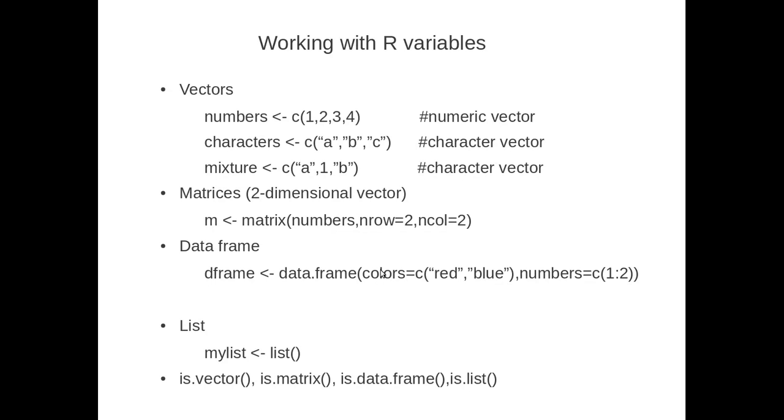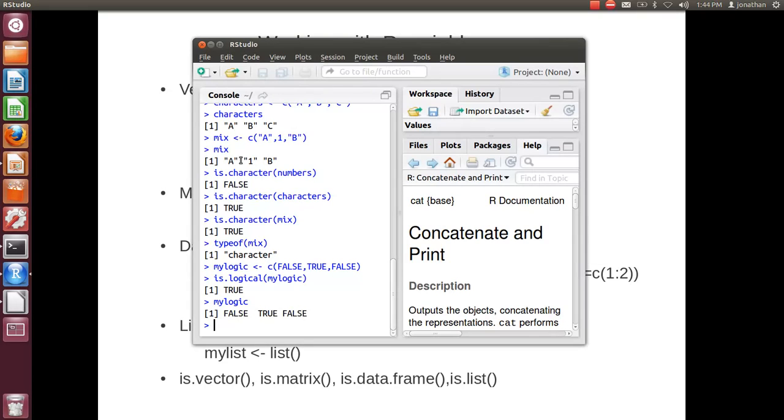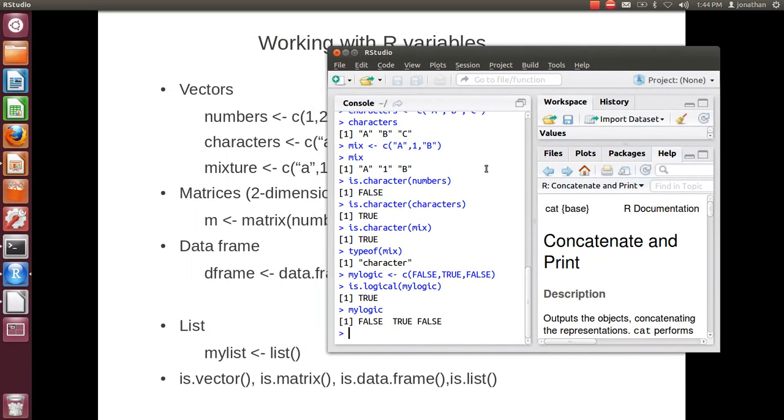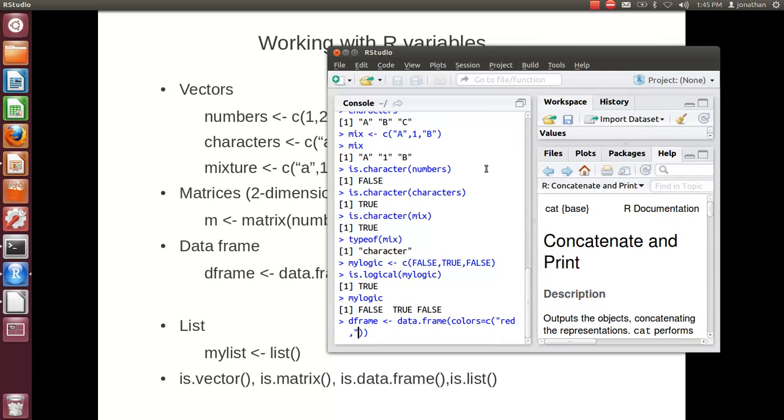Colors here is going to become the column name. So this is a column of colors where we use the combine function for red and blue. Here we're using our numbers, and this becomes the column name. Let's go ahead and do this at the command line just to illustrate quickly how this works. So let's call it data frame. We apply the function data.frame. We have colors equals red, comma, blue. I can already see I've lost some quotation marks here.